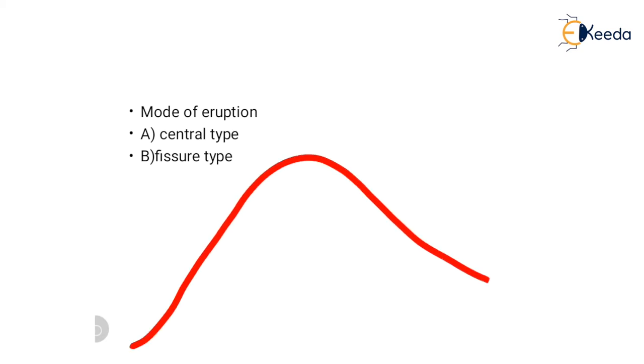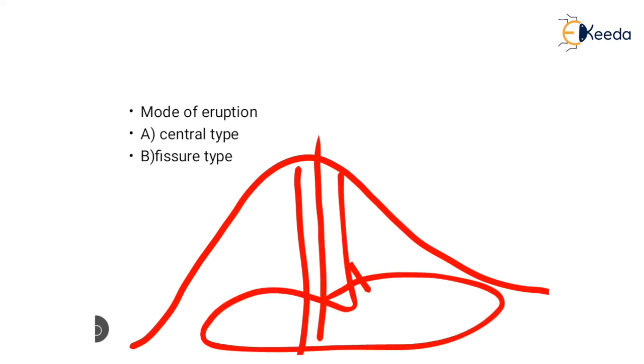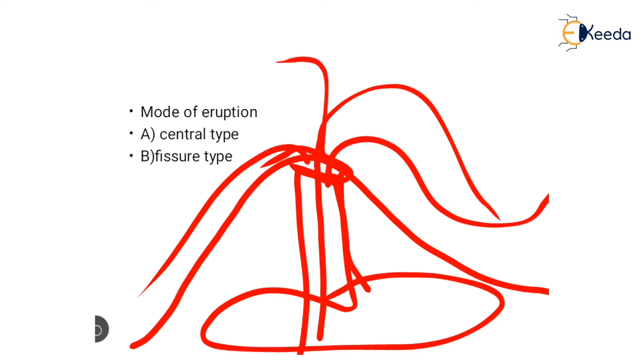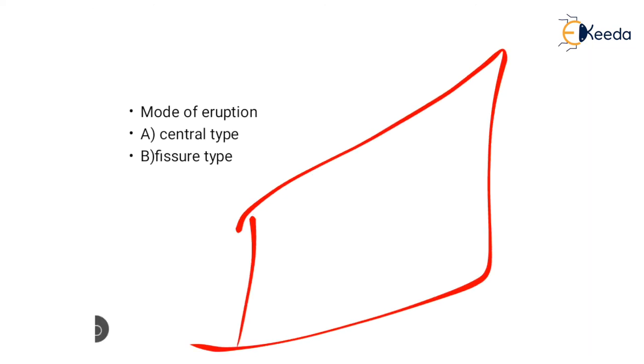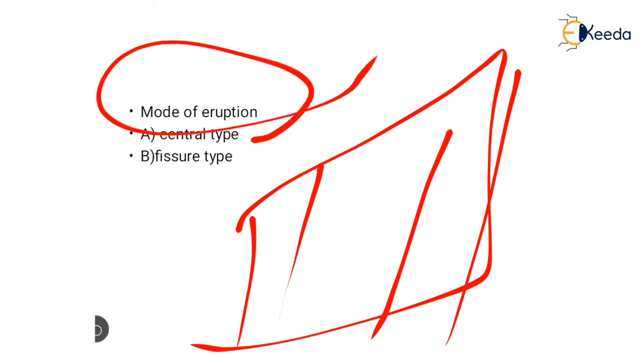Then next, mode of occurrence. There are two types of mode of occurrence: central type and fissure type. Central type means a cone-like structure is formed during eruption, with a pipe leading towards the magma chamber. The pipe from the magma chamber forms this depression here, called the crater, and molten material comes out. This type of eruption is called central type eruption. Fissure type eruption means some small or large cracks develop on the surface, and lava comes out through the crack very quietly, not explosively. In central type, the lava comes out very explosively. This is the mode of occurrence.